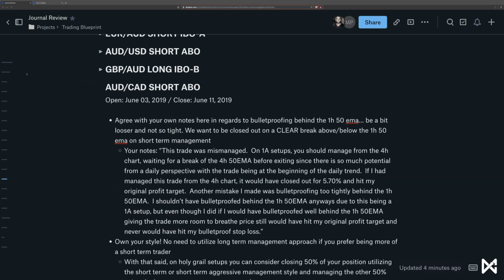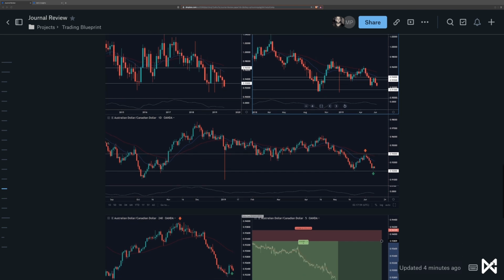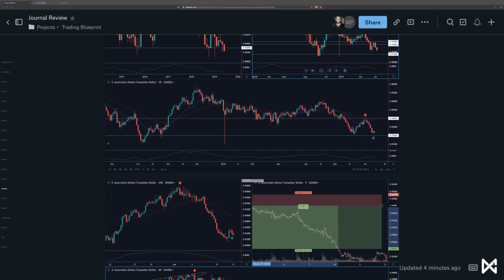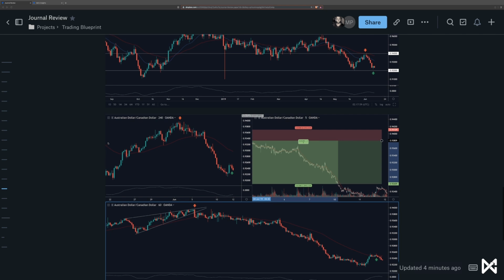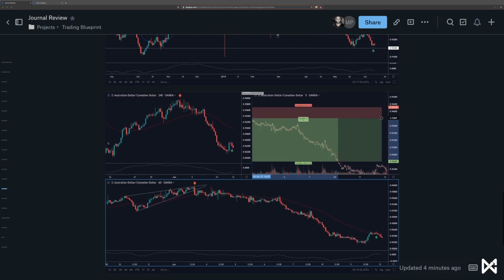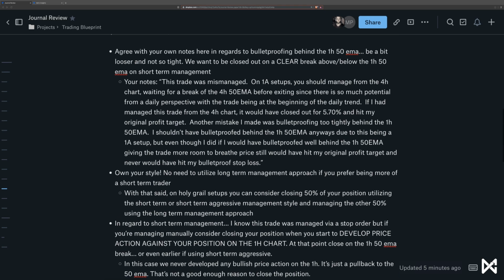All right, AUD/CAD short ABO, June 2019. Oh, this guy's got a lot of notes. All right, so good ABO short. Let's have a look at it. Okay, so check it out. It was a nice 4%. Looks like short-term management was used a little bit incorrectly here. So let's break it down. Let's read the notes all together.